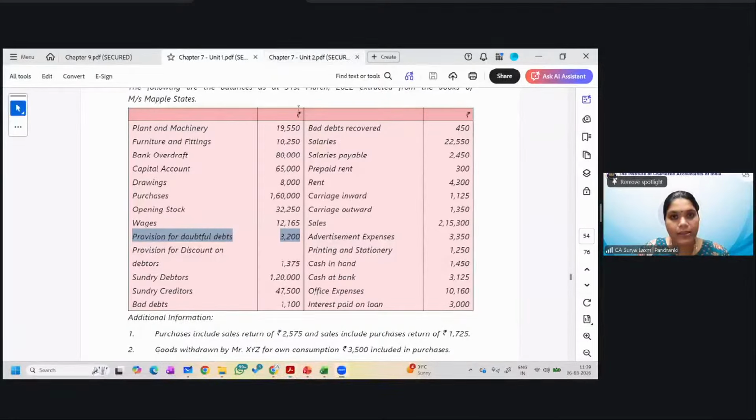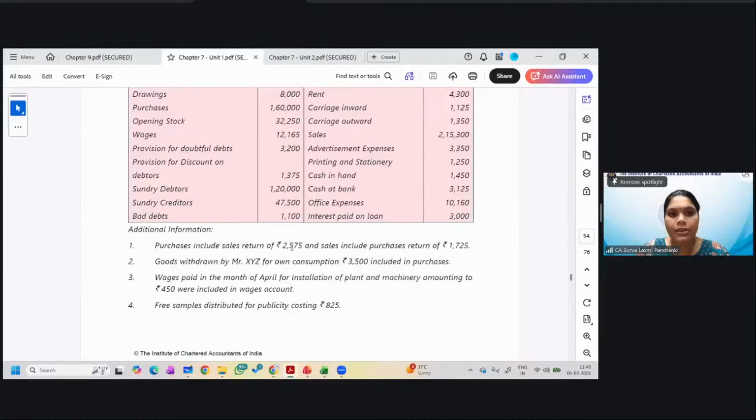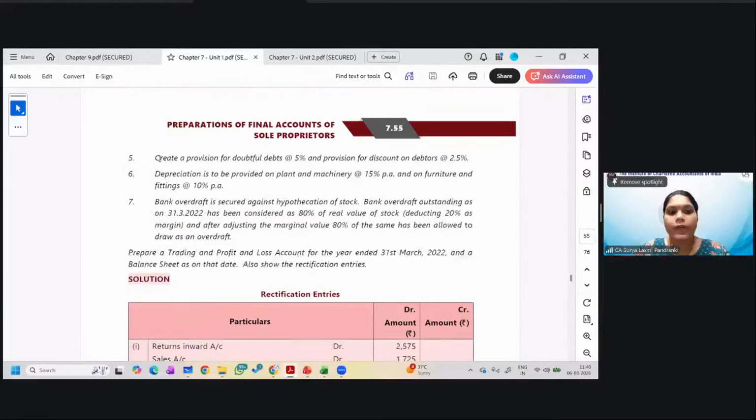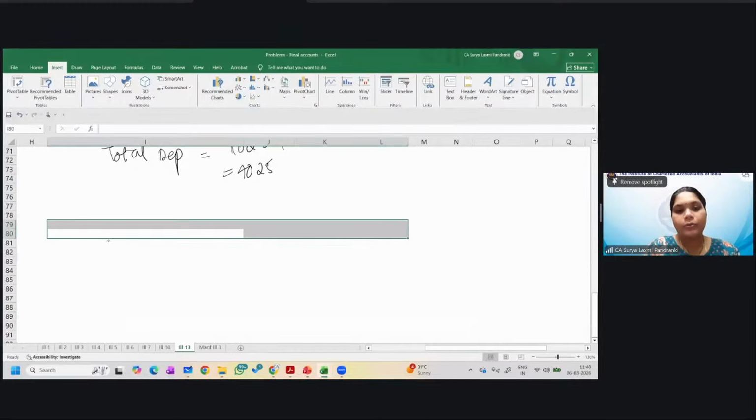Keep responding, please. Yes, okay. Now, they are asking you to create a provision of 5%. This is also very clear. I'm not talking about discount on debtors. We'll first go with doubtful debts, then we will move to that. So they're asking you to create a provision of 5% on doubtful debts, right? Okay. Now, let me create this account.